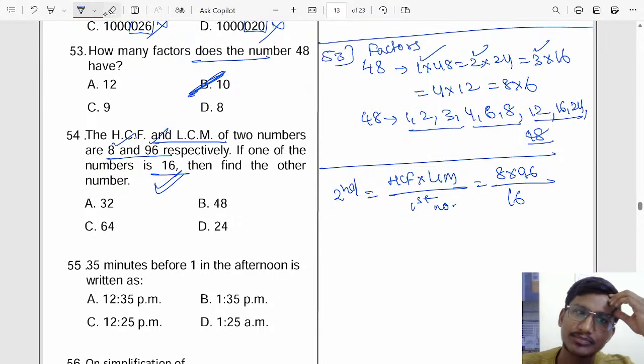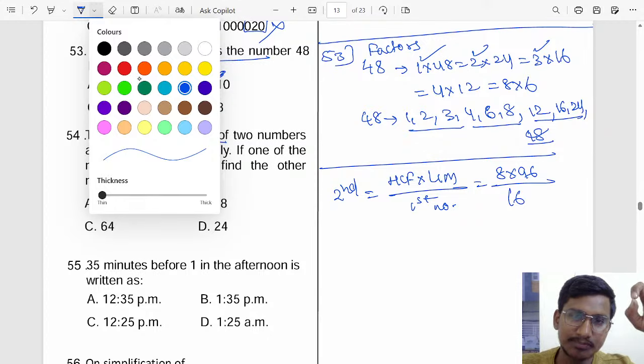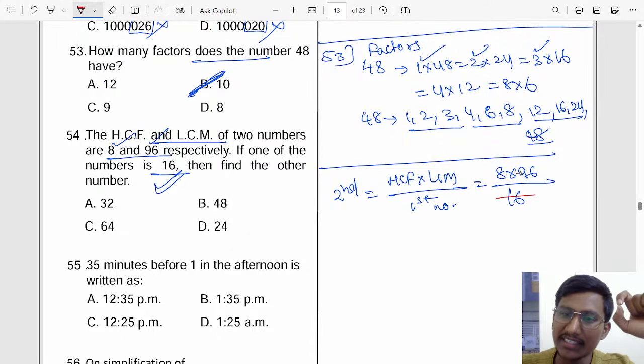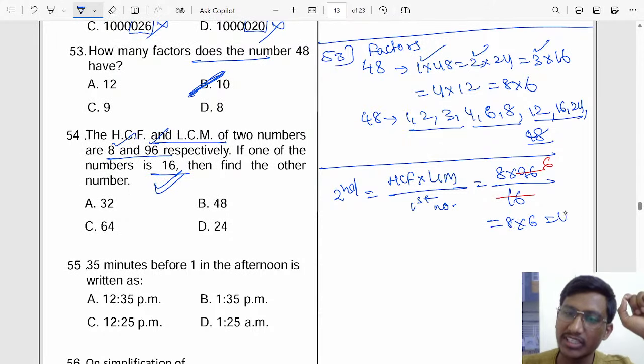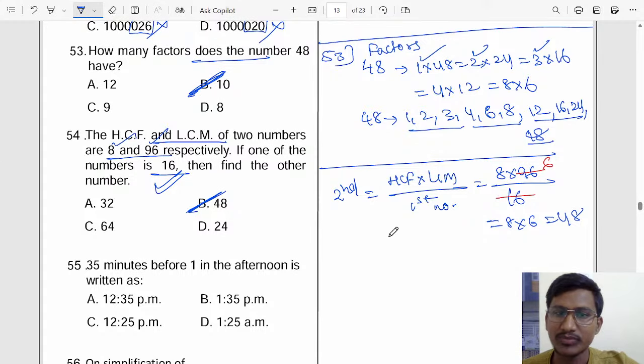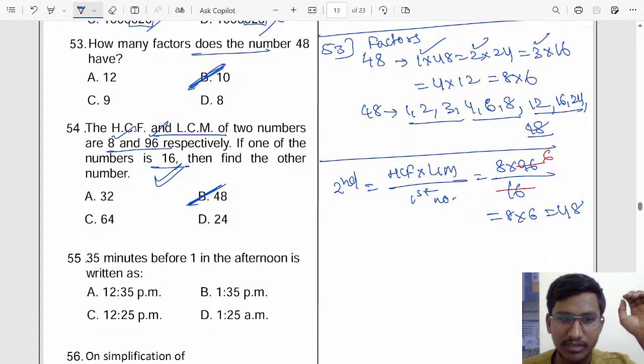Divide by 16 now. So 16 how much are? Yes, 16 6s are 96. So 8 6s are 48. So the other number will be 8 6s are 48. Answer option B. Okay, so that's how you have to do it. Now let us do question 55 here.